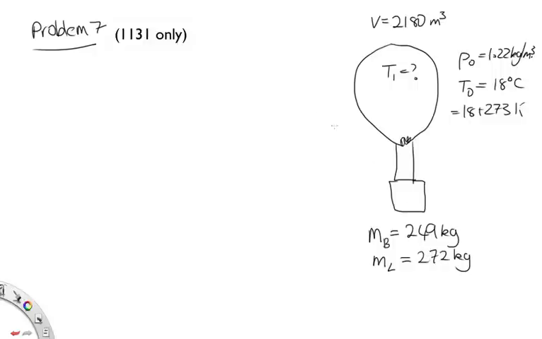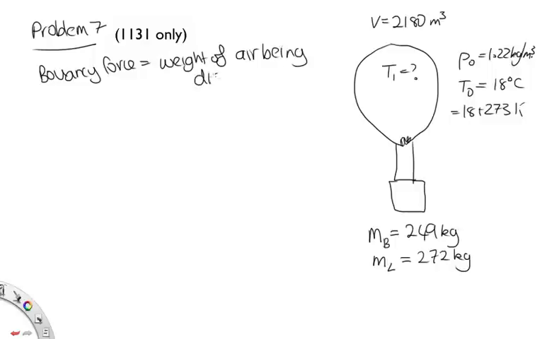Okay, so to answer this question, we're going to need to use Archimedes' principle, which is that the buoyancy force is equal to the weight of, well, in this case, the air being displaced. The required buoyancy force needs to lift its own mass plus the mass of this load. So the required force is, let's just do this with symbols, mb plus ml times g.